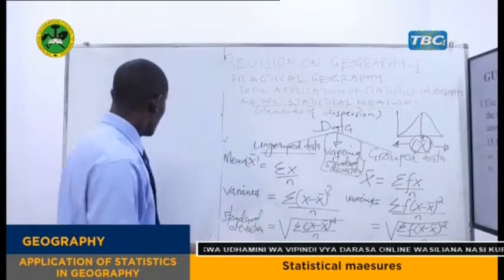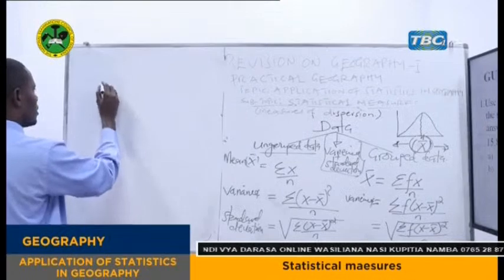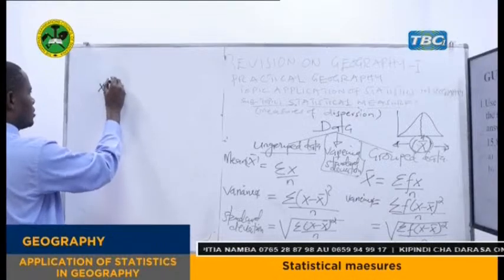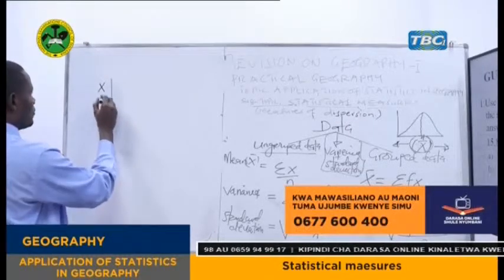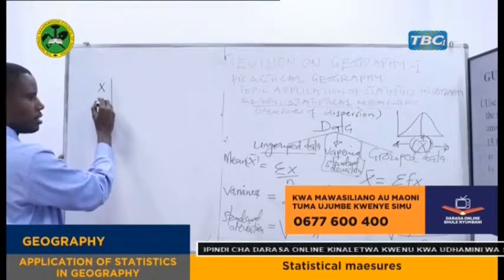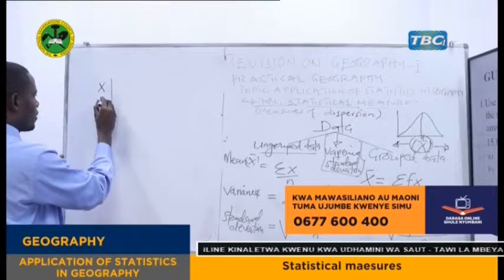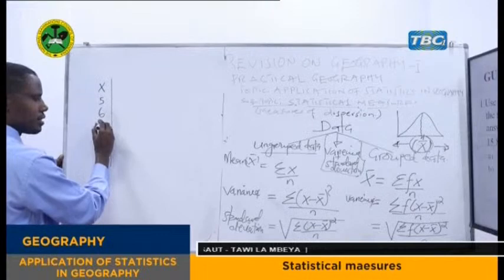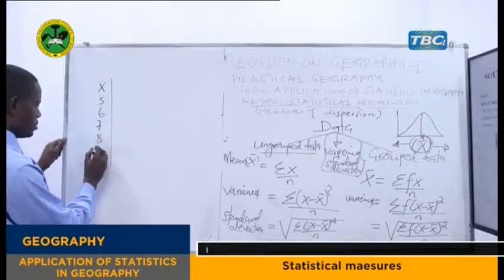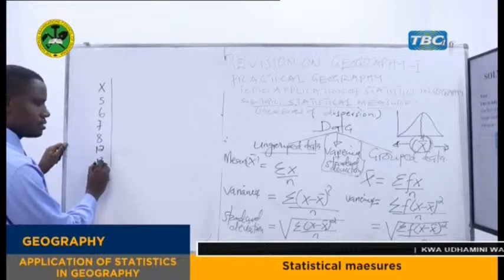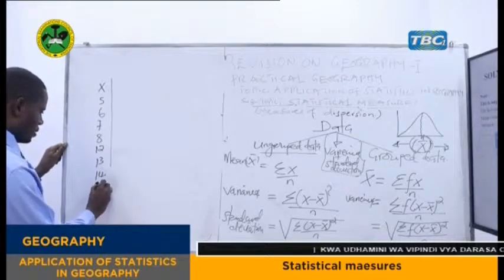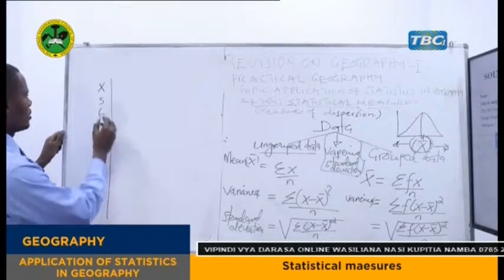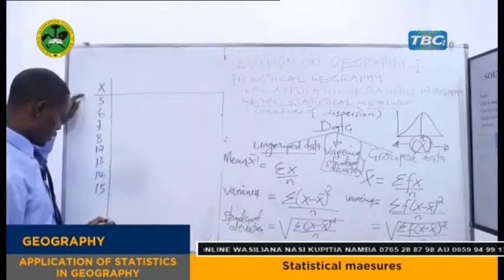If it's ungrouped data, we should go through the following procedures. The first one, I think you are aware of, is the table. We should develop the table over there. We start with x, and for x we have 5, 6, 7, 8, 12, 13, 14, and 15. That is 1, 2, 3, 4, 5, 6, 7, 8. So this is the first column, just for x.